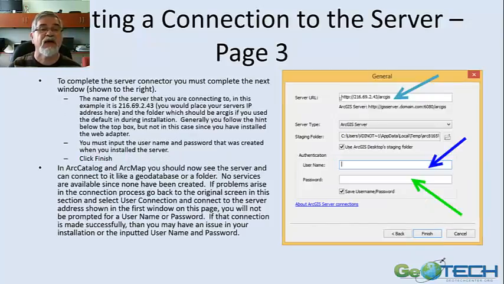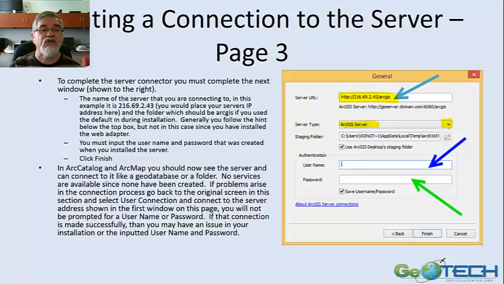So I've typed in here the address to my server, and I'm already connected to this server, as you saw a few screens ago. And what kind of machine am I attaching to? I'm attaching to an ArcGIS server. Notice there's a pull down over here that has other choices. A staging folder is basically a scratch folder, so that's what that is.